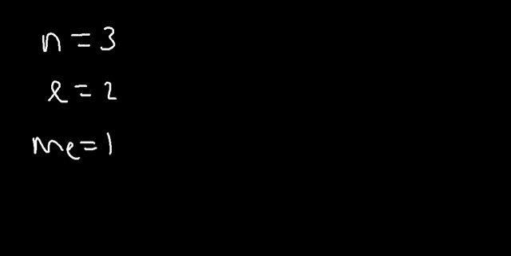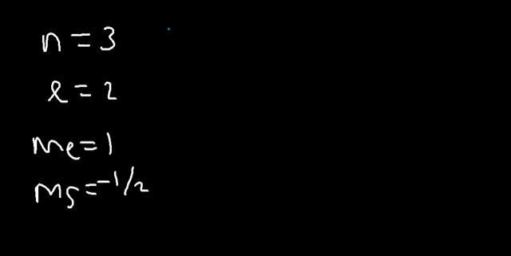Let's try that. So let's say, for example, n is 3, L is 2, ML is 1, and MS is -1/2. What electron are we talking about? Which electron is identified by these 4 unique quantum numbers?